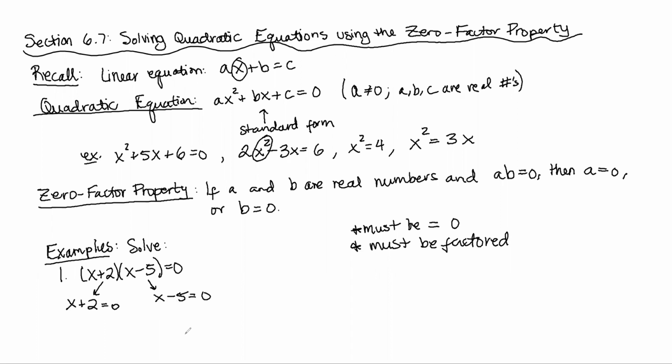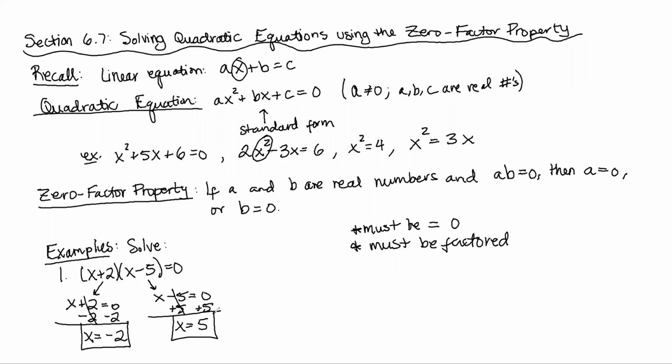They're just regular equations like we've seen a ton before. So I'll subtract the 2 on the left, and we get x equals negative 2. And then add the 5 on the right, and we get x equals 5. And so we have our two solutions for this one.